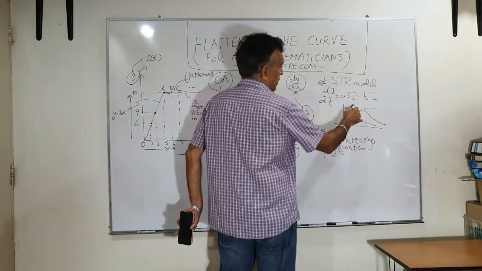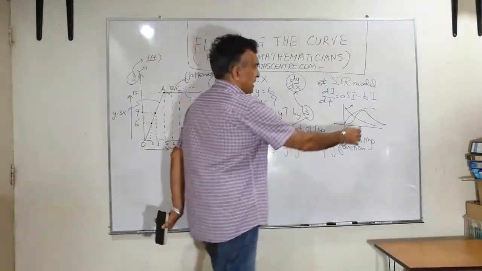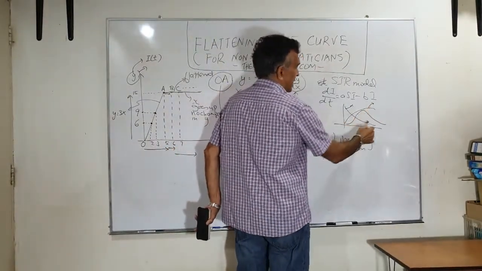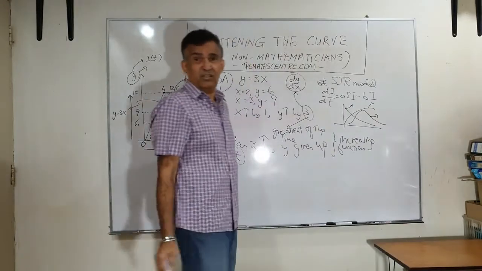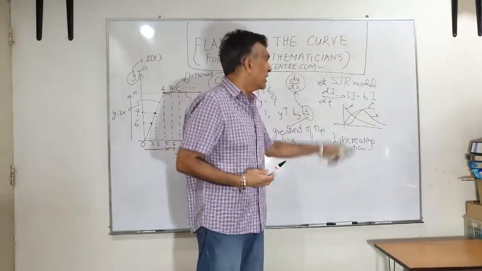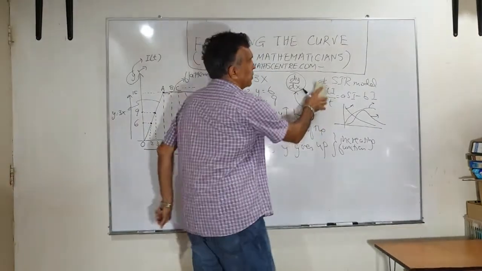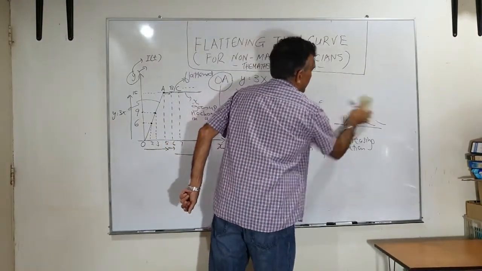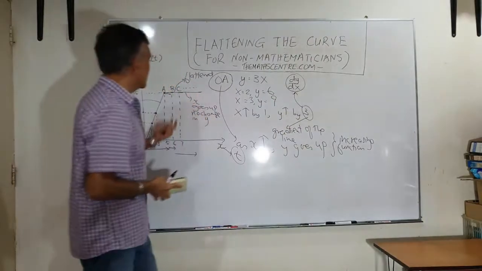This being your susceptibles, this talking about recoveries, and this one talking about infecteds. Some people like to call it infecteds, some people like to call it infectives. Now I'm not going there because it becomes too mathematical. So let's leave that out. This part here is easier to follow.